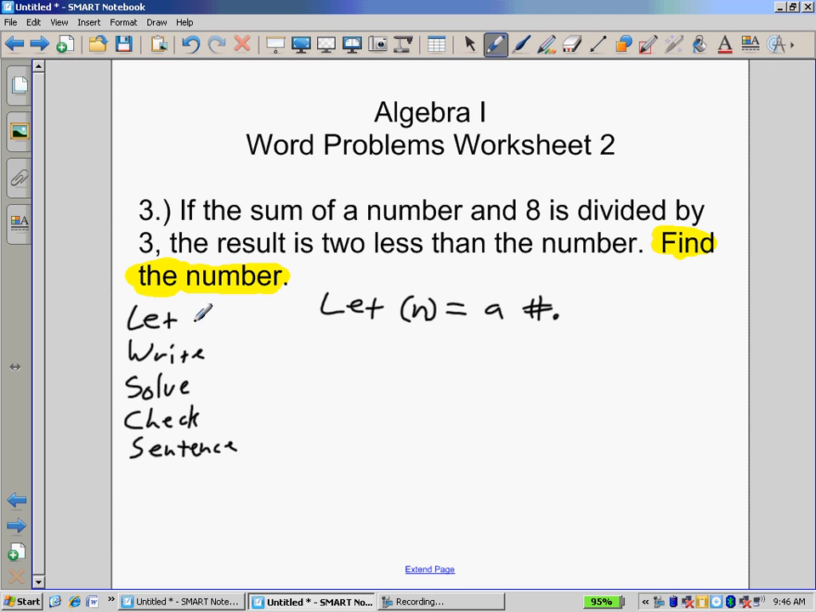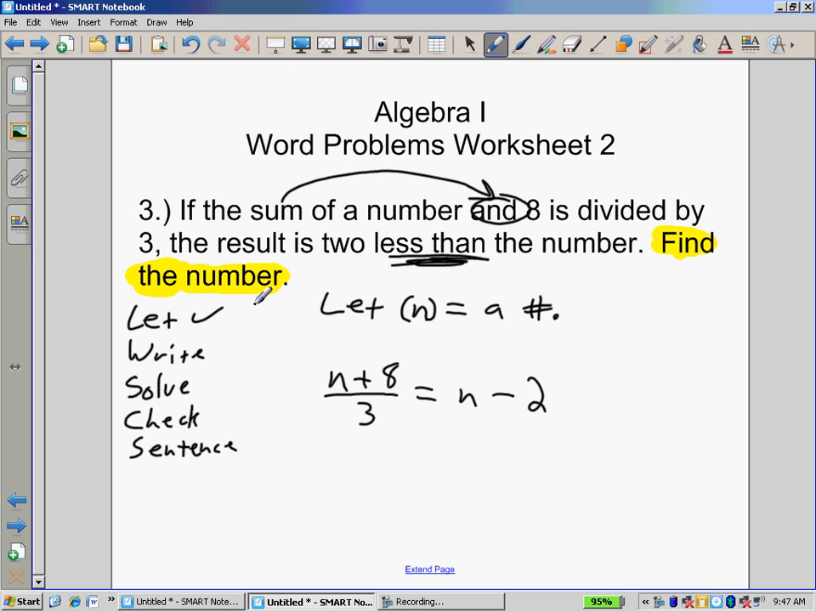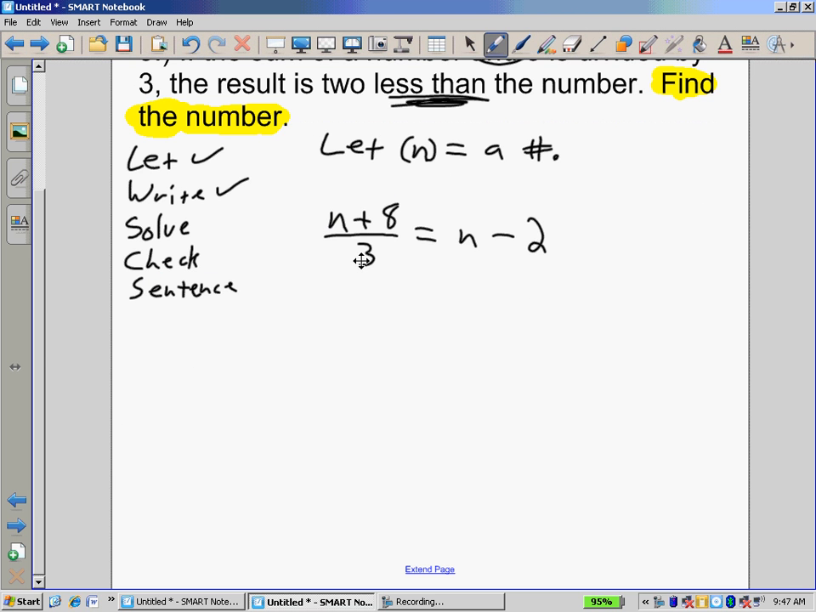So I've let, we're going to write now. If the sum of a number, which was n, and 8, now in this case, the sum is referring to that and. So number and 8 is divided by 3. The result is 2 less than. Remember, since we've got that than, we're going to switch them. 2 less than the number. Find the number. So there's my equation. We've written our equation. Now we need to solve. Now there's different ways of going about that 3 here. What I'm going to do is to distribute that 3.